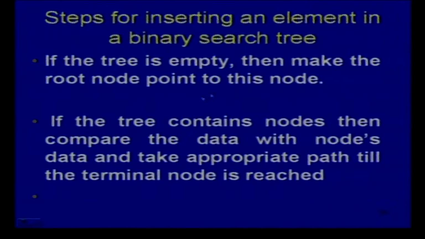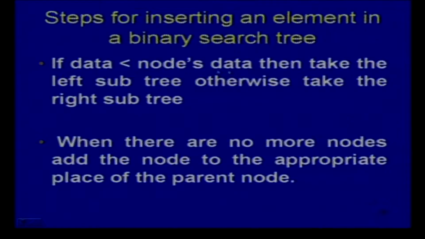Steps: if the tree is empty, then make the root node point to this node. If the tree contains nodes, then compare the data with the node's data and take the appropriate path, basically the left subtree or right subtree path, till a terminal node is reached. Then you look at the key values and accordingly attach it as the left or right subtree of the terminal node. If the data is less than the node's data, then take the left subtree, otherwise take the right subtree. When there are no more nodes, add the node to the appropriate place at the parent node. What I meant by appropriate place is either the left or the right.